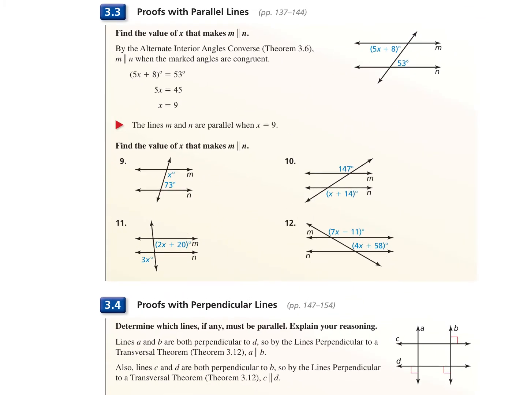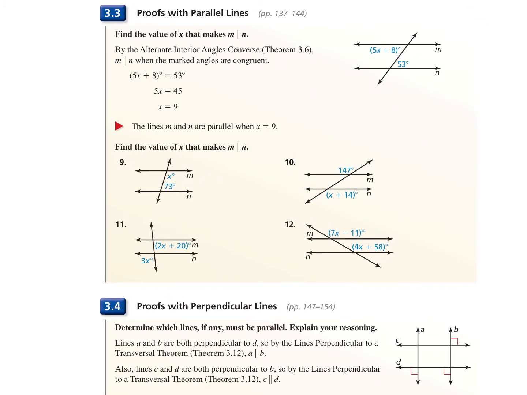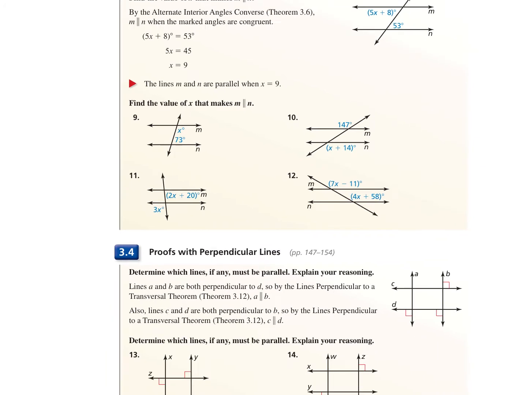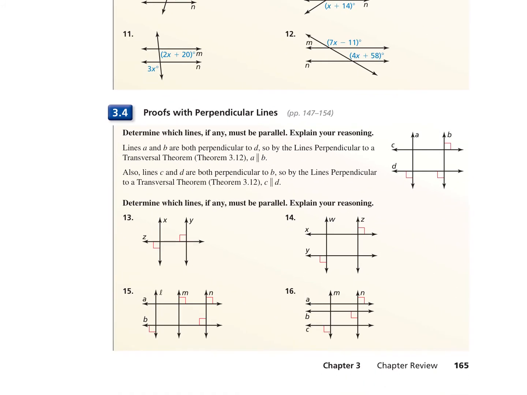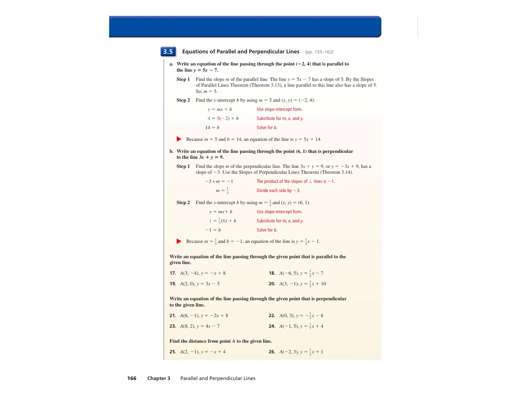Then in 3.3, this is where we would try to determine which lines are parallel, and then find the value of x that makes them parallel. So be able to do questions like these. 3.4, again, you can probably get some proof questions from 3.4 as well. You'll get questions from this lesson, and it's going to ask you to explain your reasoning. So you'll get a question just like 13, 14, 15, 16, where you have to tell me which lines are parallel and why. And then 3.5, this is where we're writing the equations of the lines.